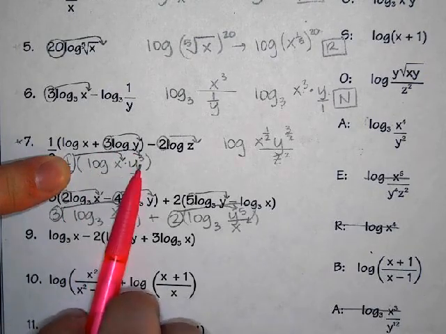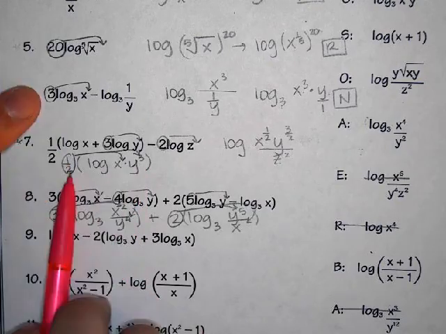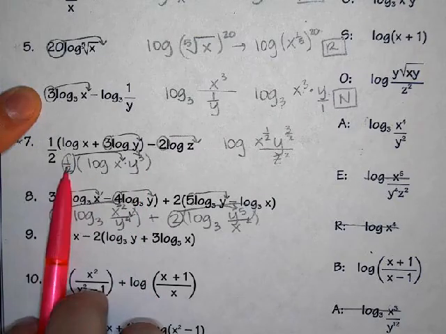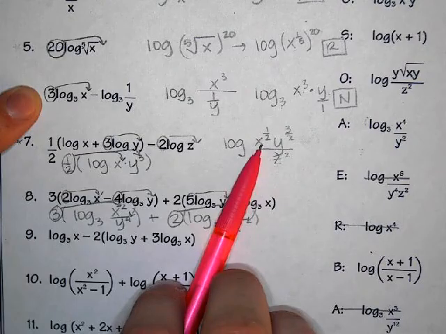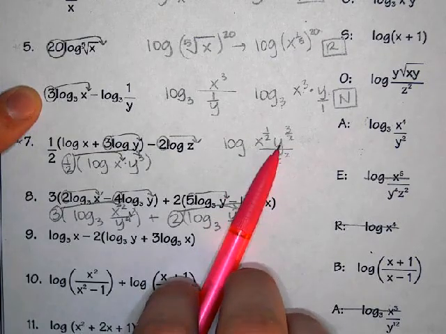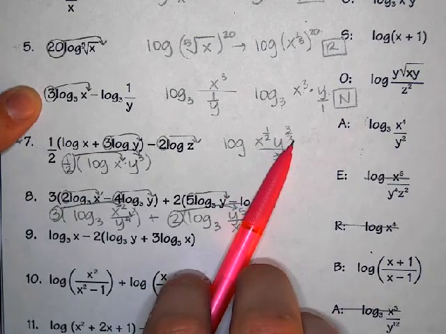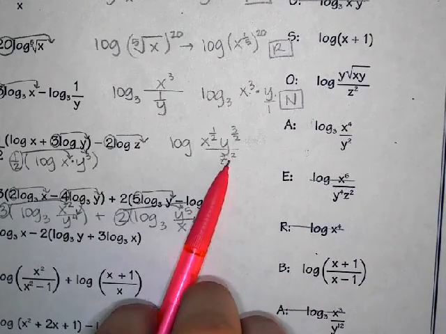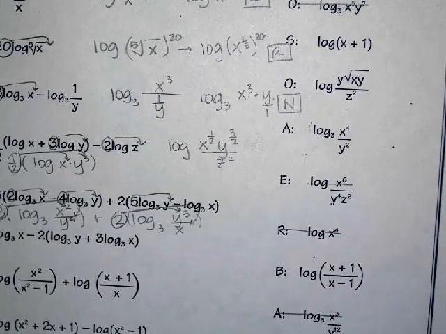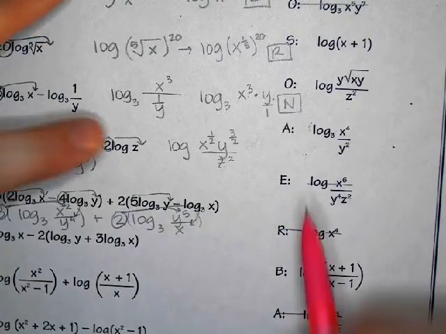And then I went back and I dealt with my 1/2. So the 1/2 goes to the x, the 1/2 goes to the y to the 3rd. So that was x to the 1/2, y to the 3/2, because 3 times 1/2 is 3/2, and then over z squared. Can you guys tell which answer choice that's probably? That's O. So now we just have to make it make sense.